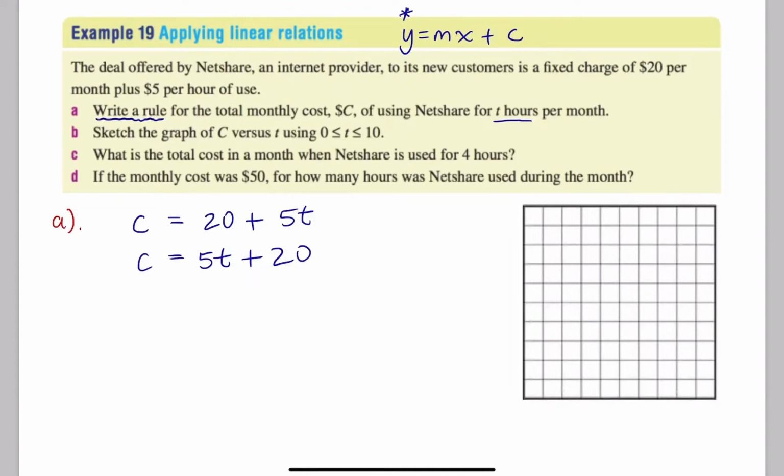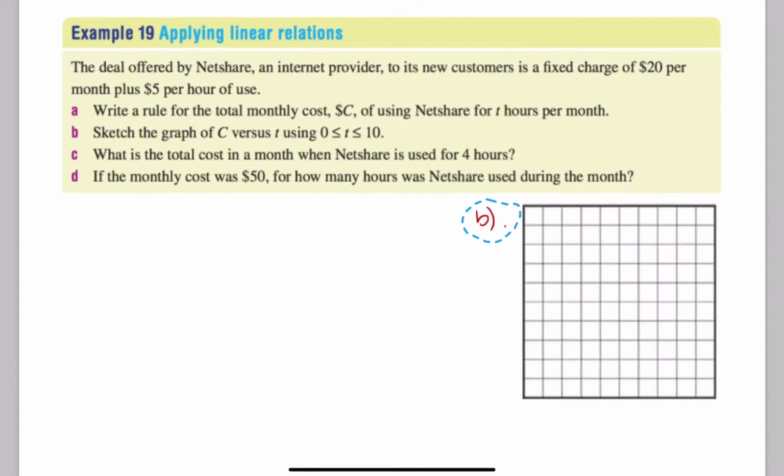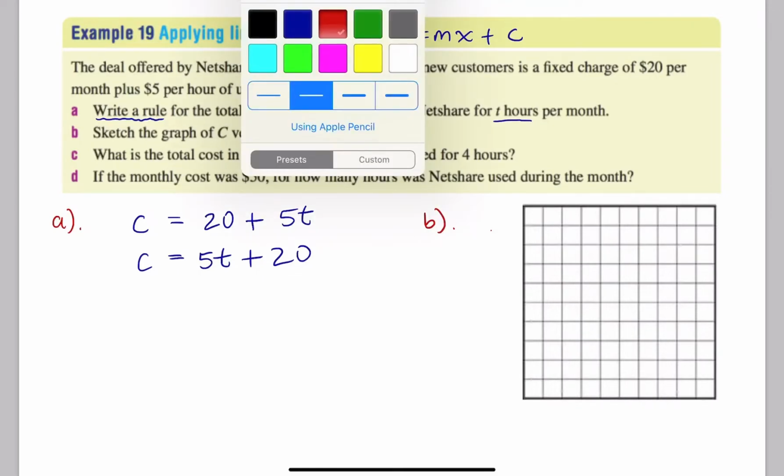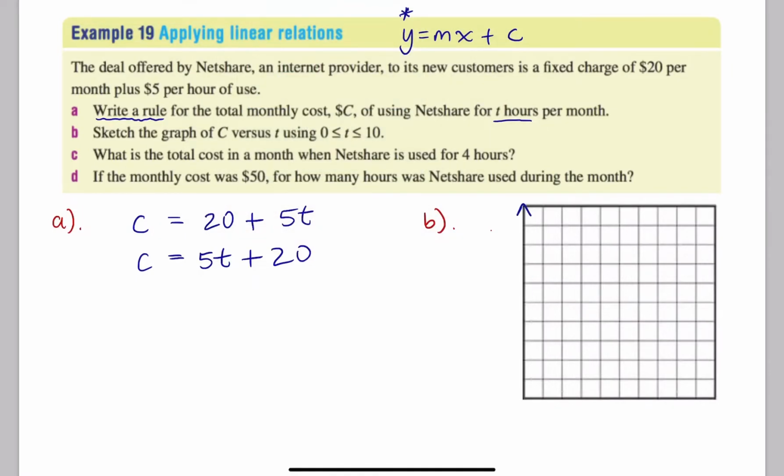Okay, now in question B, it says sketch the graph. All right, question B should be over here because that's where my graph is. Now sketch the graph of C versus T. Remember, our y-axis usually is on the vertical, so I'm going to do the same thing for this one. I'm going to make my C-axis there because that's what y is, and our T-axis is going to be where our x is normally.